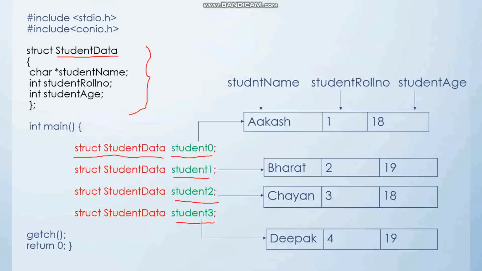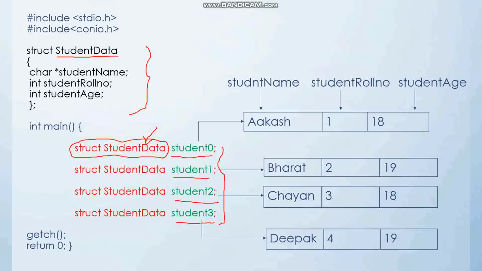If I look into this program deeply, then I can notice that all these four variables are of the same type: struct student data. All these four variables are of the same structure type, that is student data.